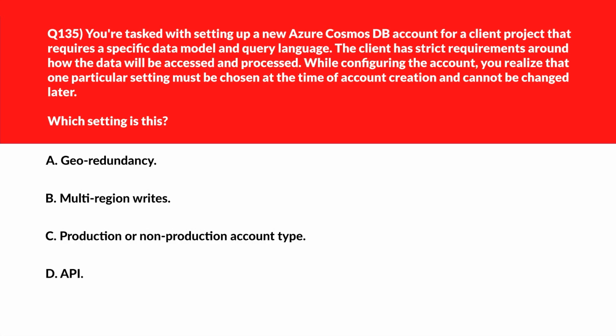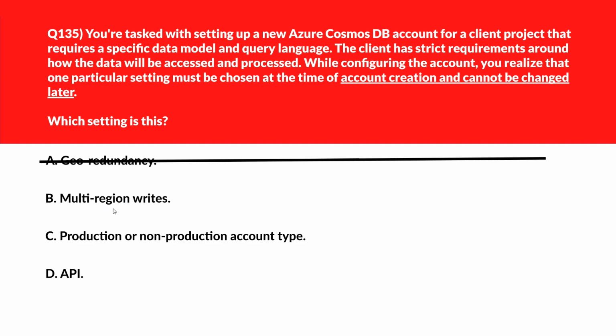Alright, now let's look at this question. This is about account creation and cannot be changed later. Option A says geo redundancy. Geo redundancy is not bound to creation as it can be configured or changed later through the account settings. Incorrect. We'll move to now option B. B says multi-region writes. Multi-region writes is not bound to creation either, as it can be enabled or disabled after the account is set up. Wrong choice. Let's move to option C.